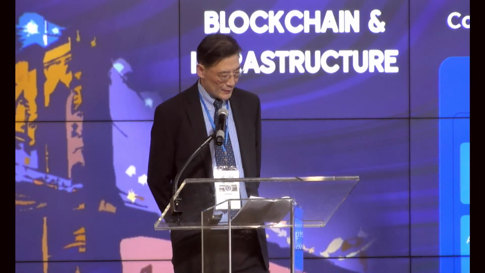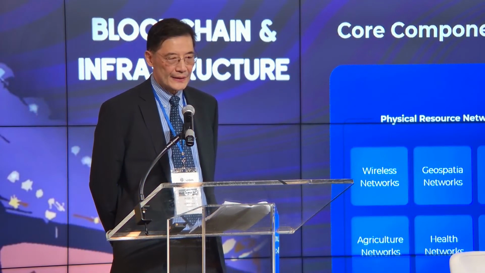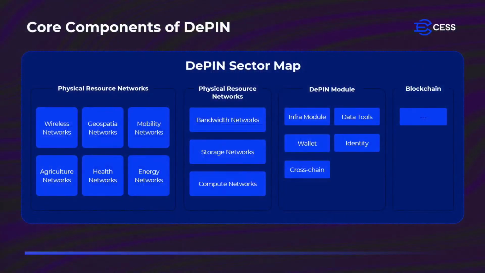Here are some examples of the DePIN model. It is based on blockchain, and then we have different modules running. You have the infrastructure module running, you have the wallet, it is cross-chain compatible, and then you have a physical network. So what type of network? You could provide bandwidth, you could provide storage, you could provide compute, GPU, and more.